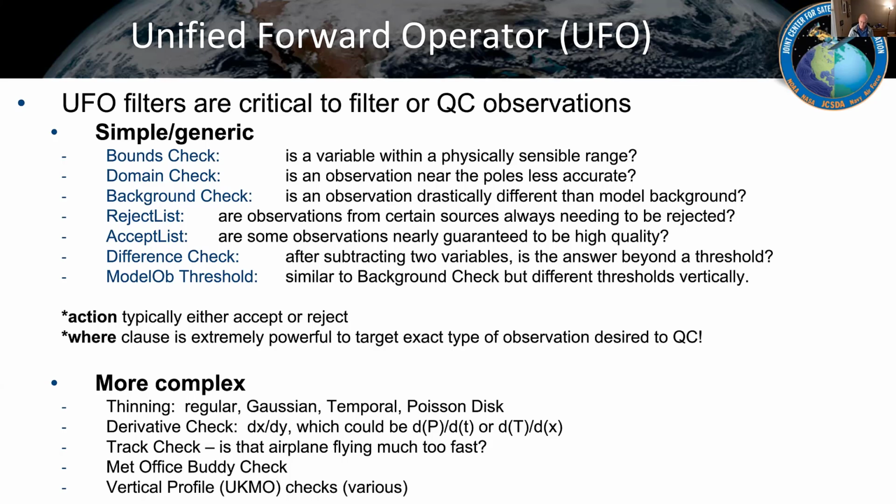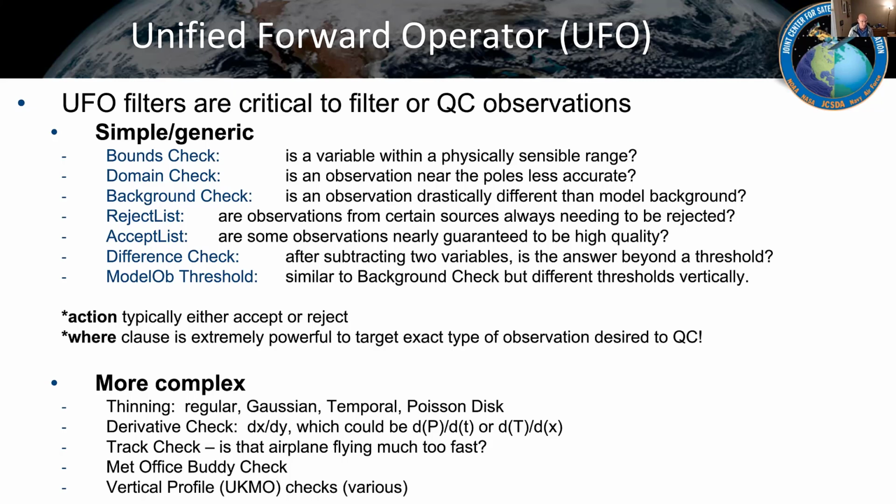There are derivative checks. That's just any dx dy, which is really nice because that could be dpressure, dtime, or it could be dtemperature, dz. I forgot why I put x in that position; that was meant to be a z. So a lapse rate, for example, is a derivative check. That's quite helpful. Nice and still generic, but certainly more complex than a background check or a bounds check.